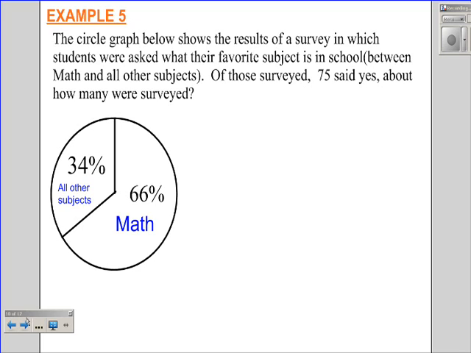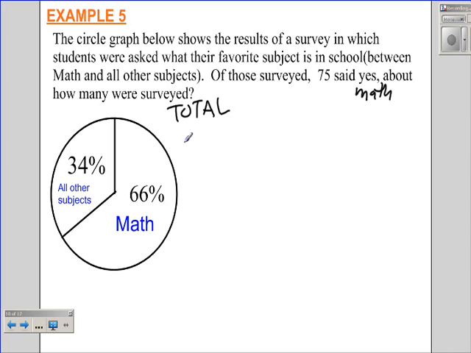Let's take a look at another problem here. So the circle graph below shows the results of a survey in which students were asked what their favorite subject is in school between math and all other subjects. Of those surveyed, 75 said yes. About how many were surveyed? So I guess 75 said yes about math being their favorite. So I know that we have this proportion here. We want to know how many were surveyed. So we're looking for a total.